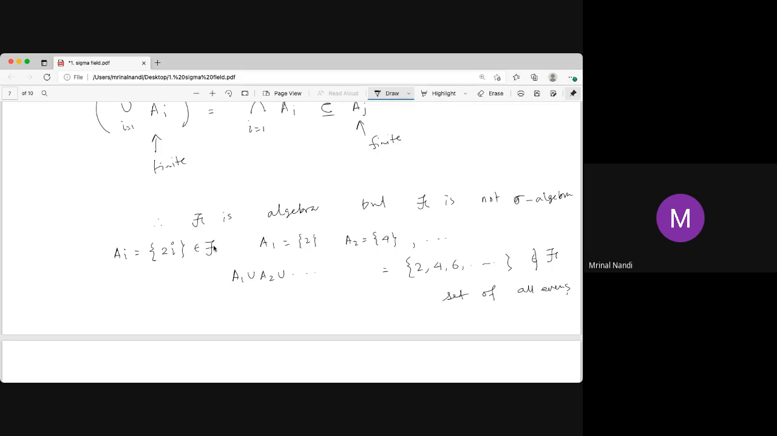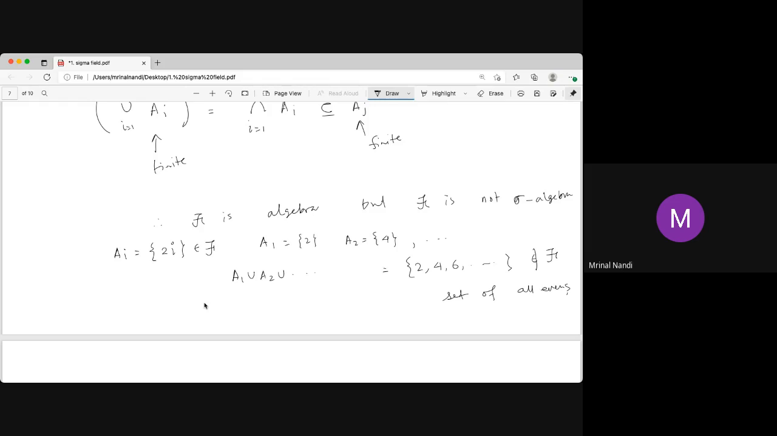Each set belongs to F, but their infinite union does not belong to F. The set of even numbers is not finite and not cofinite, so it is not in the collection. That means this collection is not a sigma-algebra. So here is an example of why an algebra and a sigma-algebra are different.